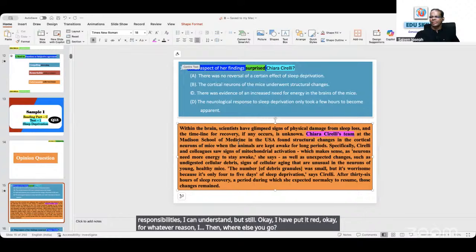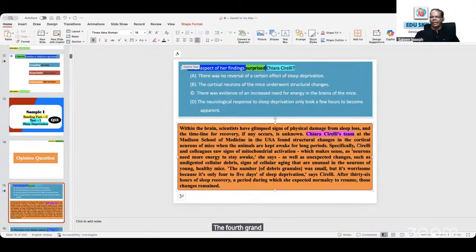The ninth line. The fourth line. Fourth line, yearly and colleagues. Okay, from above, the last line, then also, she says. Last line, she says. Then second last, second last, says Cirelli.